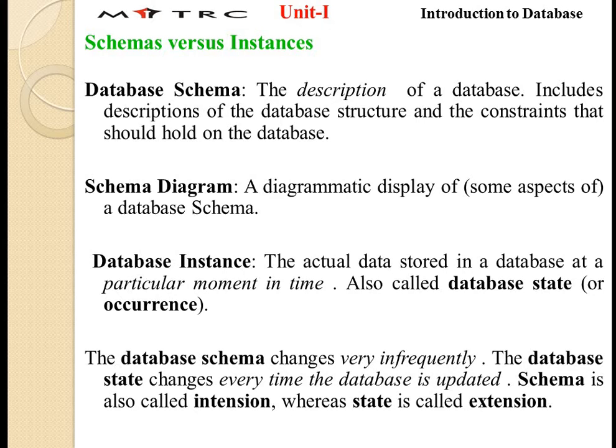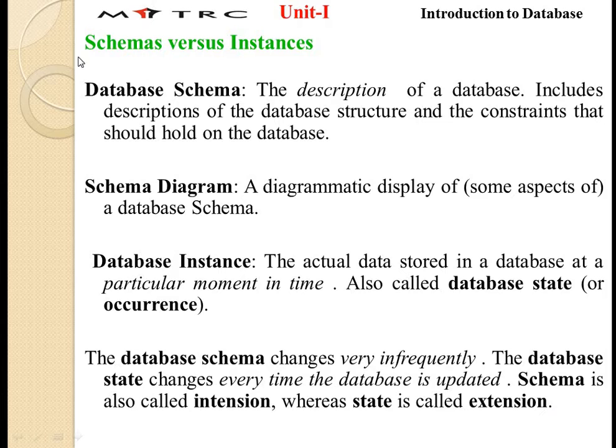Now, the important point to note about the database schema is that it changes very infrequently. We are not going to change the database schema on a frequent basis. That means the changes are not adaptable. We fix the database schema, and only then can the database be implemented. If we change the schema at a rapid rate, it is not a good choice. So the database state changes every time the database is updated.